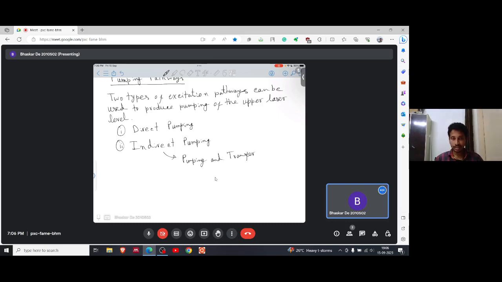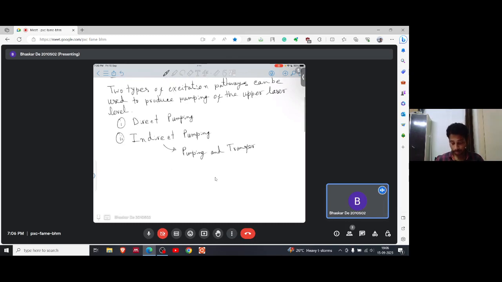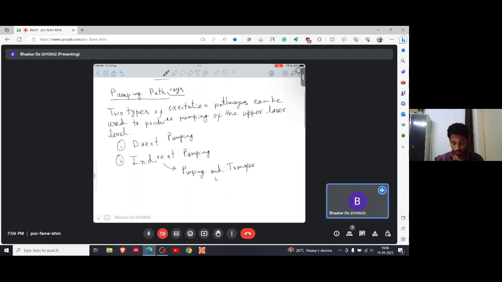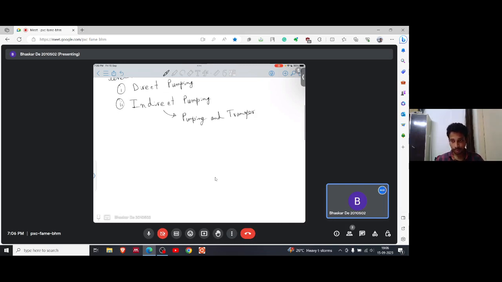Today is not a very specific problem solving session, but I am going to discuss this concept because it is very necessary to know before you go into different kinds of laser. There are different lasers available in the market, like titanium sapphire laser, helium cadmium laser, helium neon laser, argon ion laser, CO2 laser. Every laser has its own pumping mechanism. That's why these pumping pathways are very important. There are two types of pumping process: one is direct pumping, another is indirect pumping, where there is the pumping and transfer.